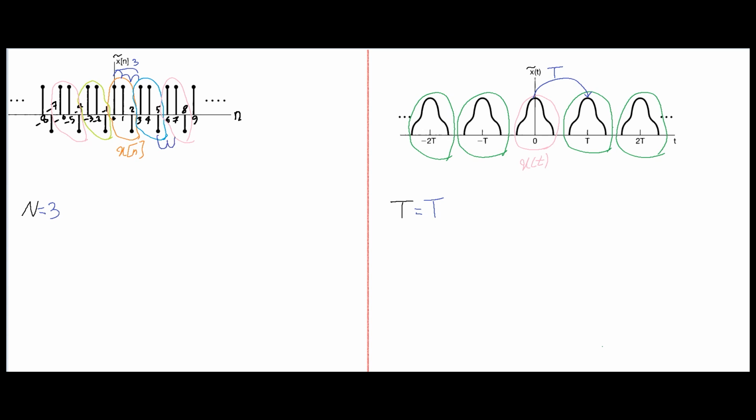The same idea applies to continuous time signals. The time difference between two identical repetitions is the period T.